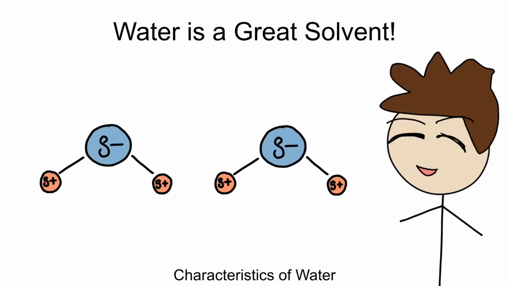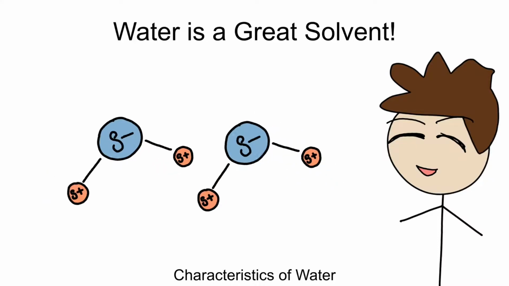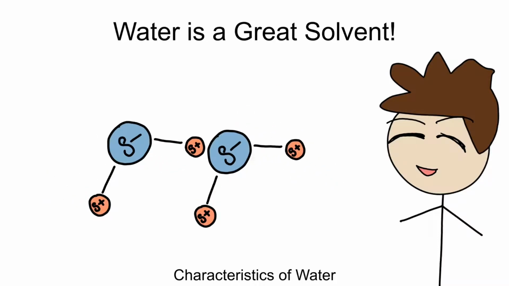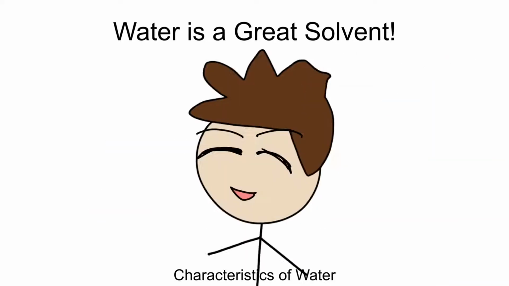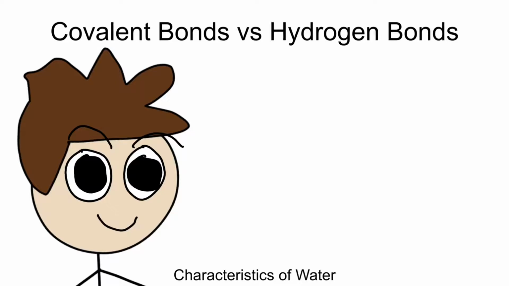Let me explain. As stated once before, opposites attract. And so the partially negative charges on the oxygen will tend to attract the partially positive charges on the hydrogen of another water molecule. This partially charged interaction is known as a hydrogen bond. Hydrogen bonds are just another way to describe what happens when a slightly positive hydrogen flirts with a slightly negative atom. Let's explain the difference between covalent bonds and hydrogen bonds.